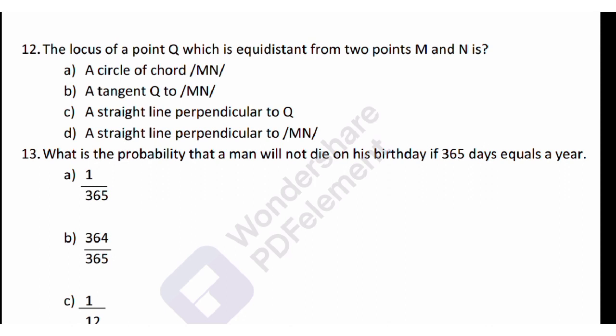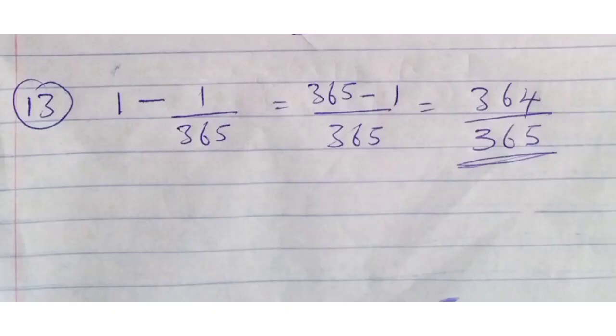So next question. It says the locus of a point Q equidistant from the points M and N is what? You know what locus of a point is. So that is a straight line perpendicular to Q. Then, what is the probability that a man will not die on his birthday if 365 days equal a year? So in this, "will not" means 1 minus. So if you subtract 1 over 365 from 1, you'll have the answer 364 over 365. Okay, so that is that for that one.